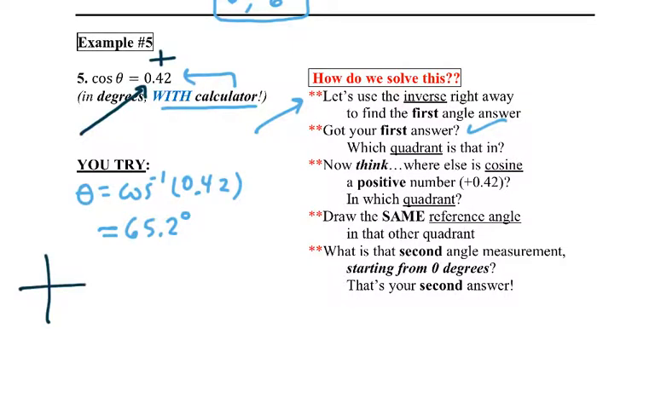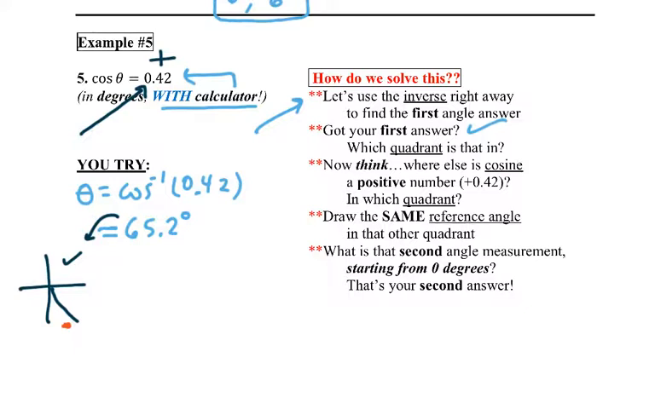So we already got 65.2, which is right here in the first quadrant. Well, where else is cosine positive? If you think about it, it's going to be down here in quadrant 4. So now what we have to do is figure it out. Again, it's not a normal angle on a unit circle, so let's just draw a random angle here.